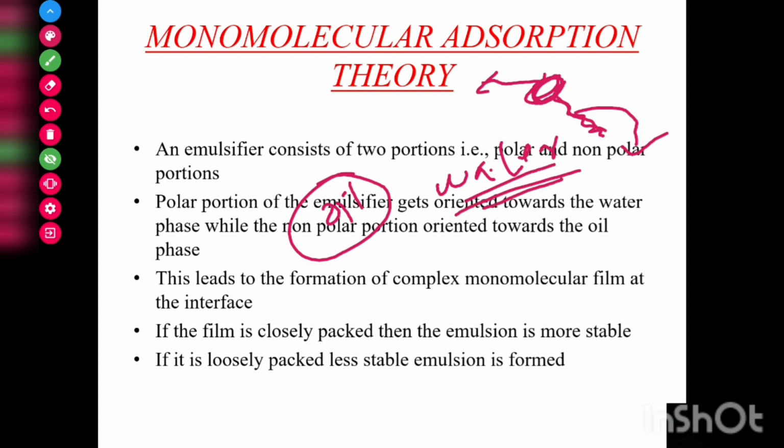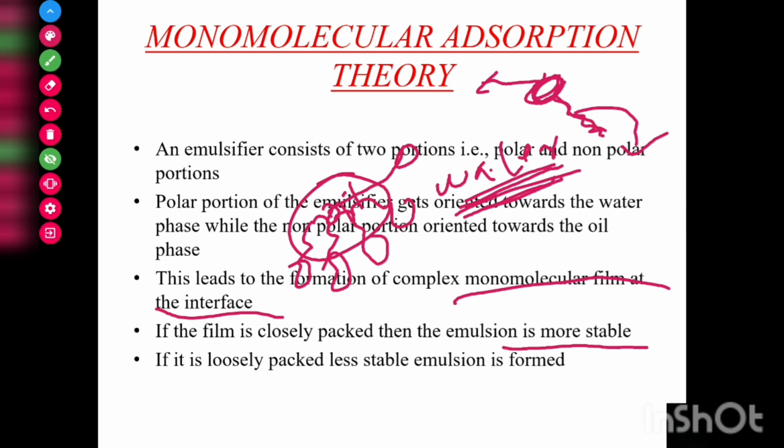So water is present here. Here the continuous phase is water and the globule is oil. So this emulsifier is oriented like this. Here you can see how this emulsifier is aligned. The head portion or the polar portion is oriented towards water and the non-polar portion is oriented towards the oil phase. This leads to the formation of a monomolecular film at the interface. If the film is closely packed, then the emulsion will be more stable.